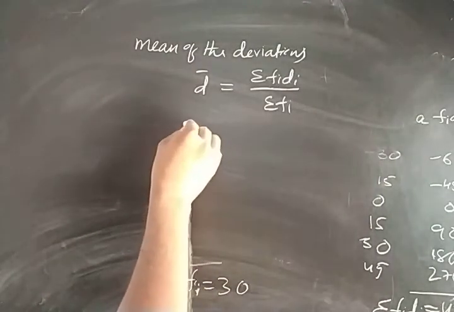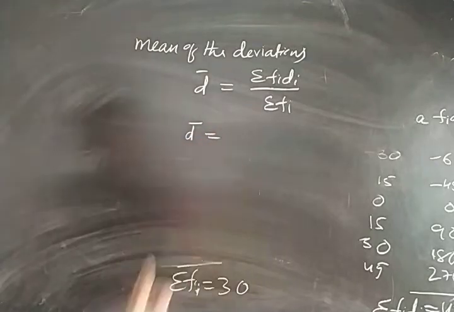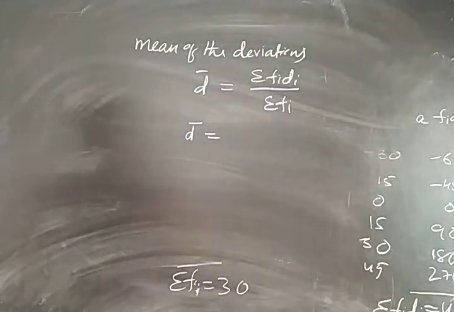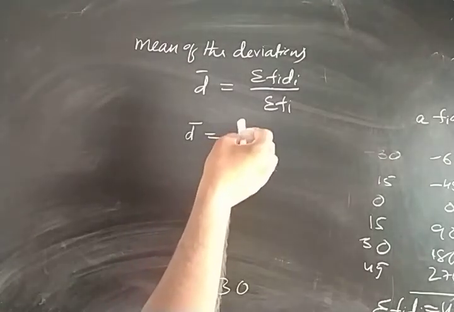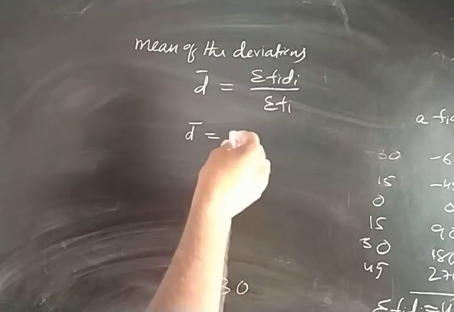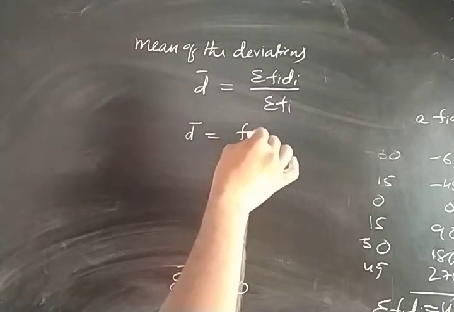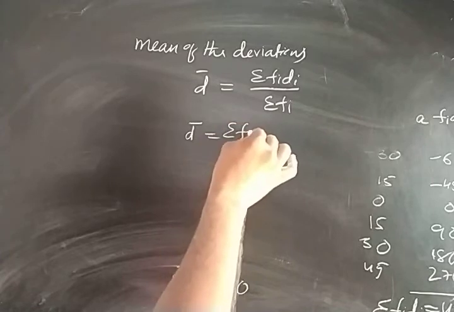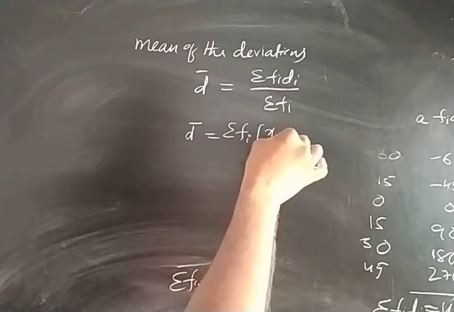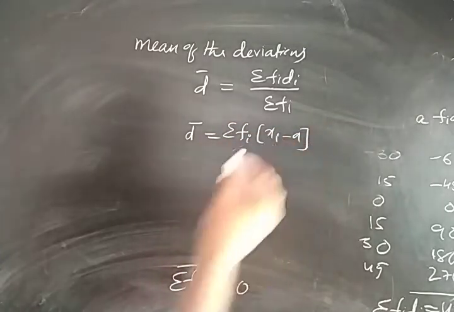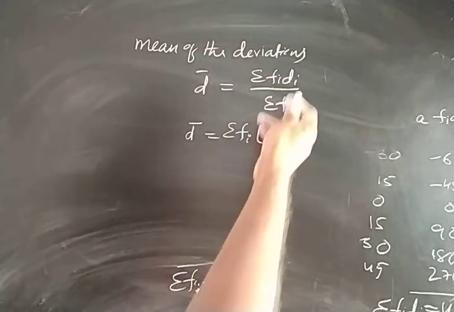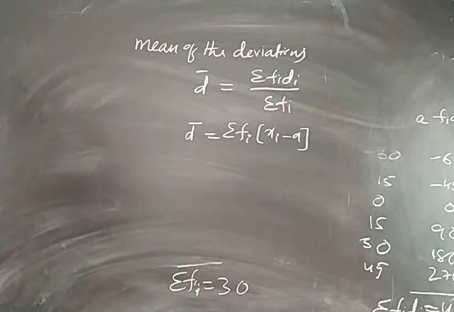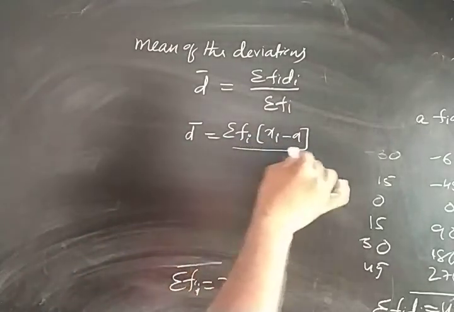See here, this is d bar. D bar equal to, what is d bar here? D bar equal to, in place of di, you can write xi minus a. Di means assuming. Di means deviation, no? So di means deviation. So there you can write xi minus a by summation Fi.